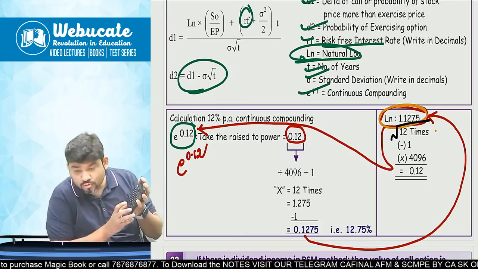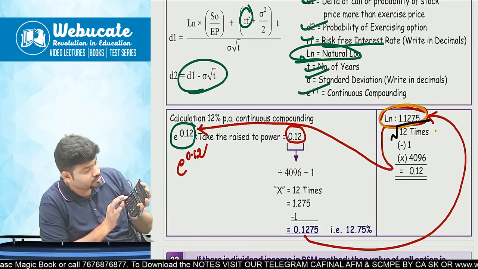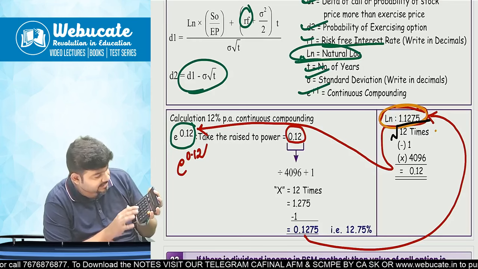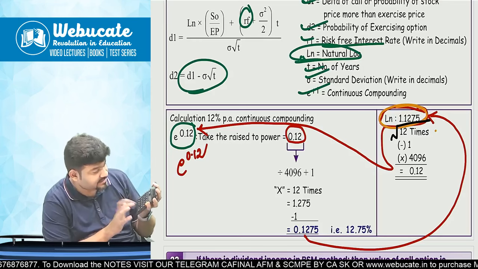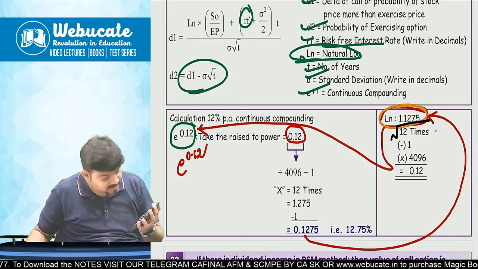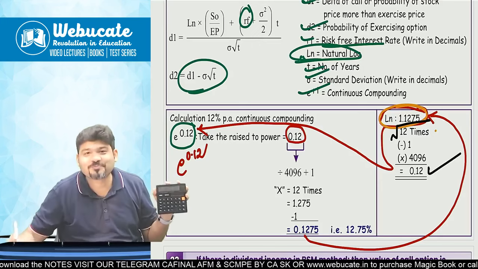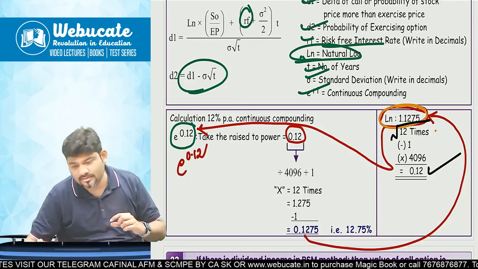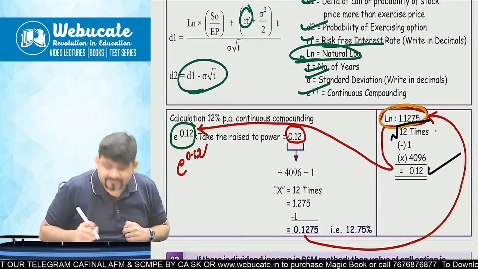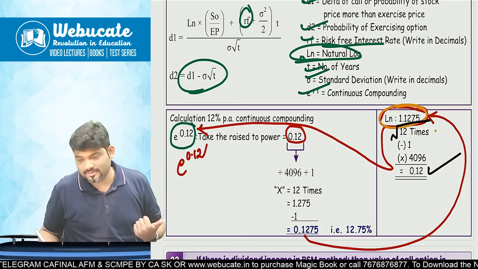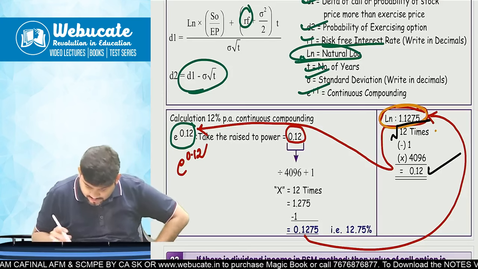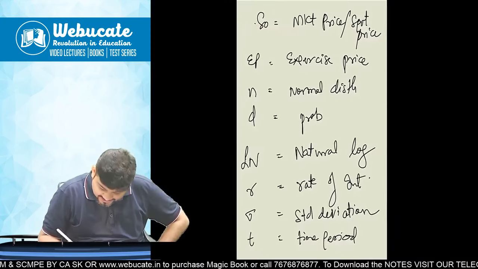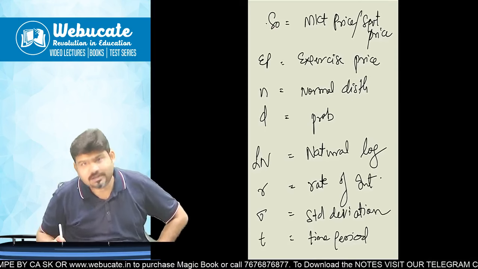For 1.1275, we will have to take the root 12 times: 1, 2, 3, 4, 5, 6, 7, 8, 9, 10, 11, 12. Then minus 1, into 4096, and we will get 0.12. So the natural log gives us the inverse of continuous compounding. Alright, so that's about it. It's more of a mathematical thing. Can't get into much detail, but that's what it is.